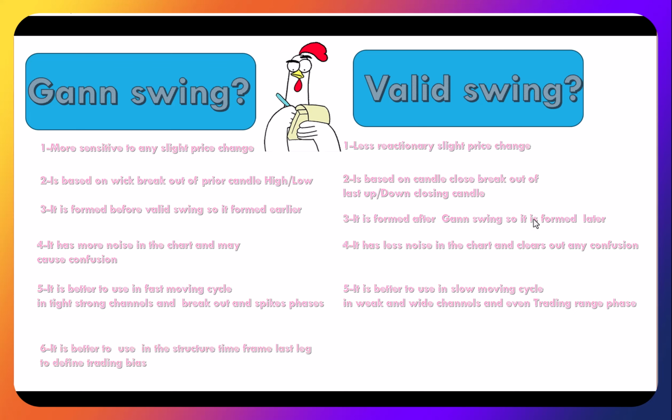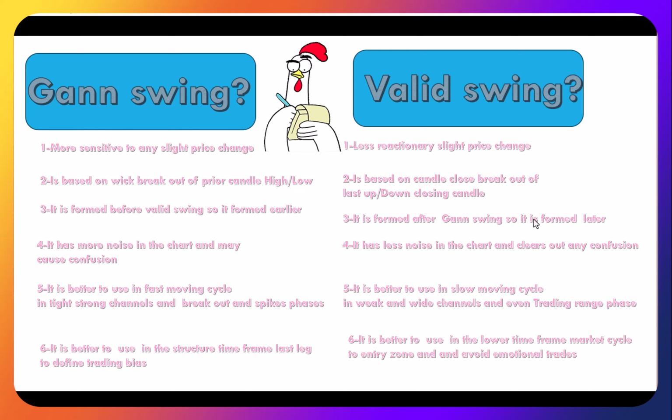So the last and most important one is that it is better to use in the structure time frame's last leg to define our trading bias. It means that as far as this leg is up moving, we're going to think about buy. If it is down moving and it is a down trend, we're going to think about sell.